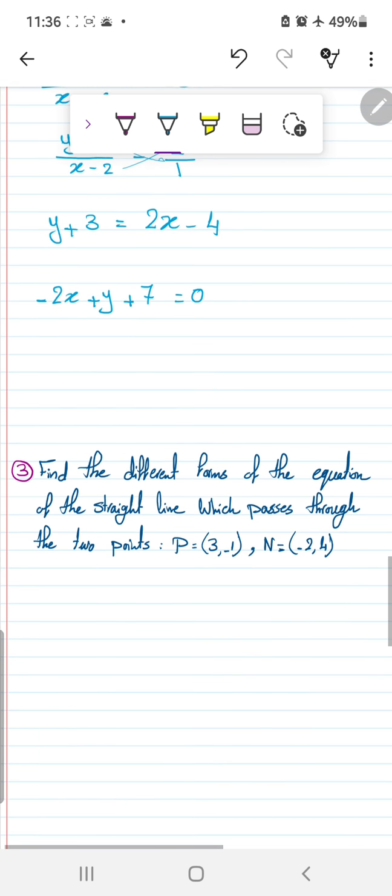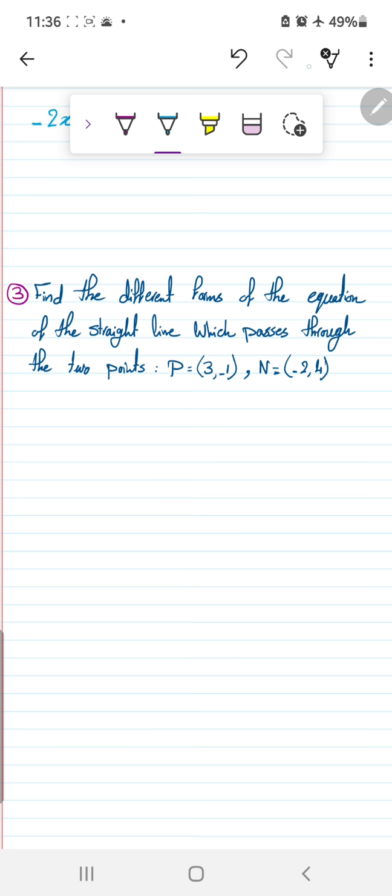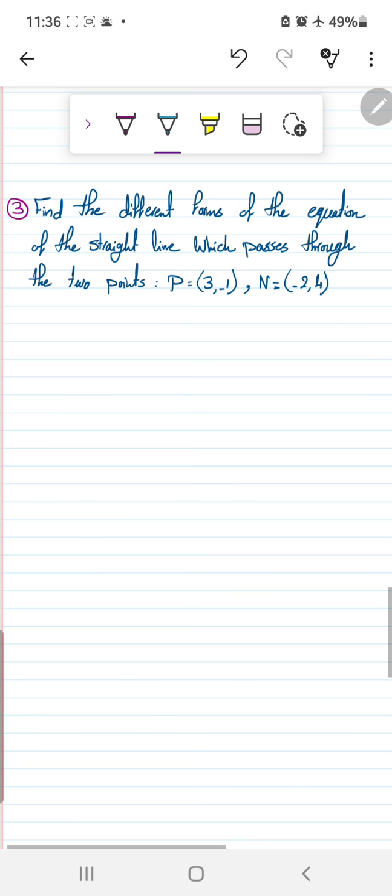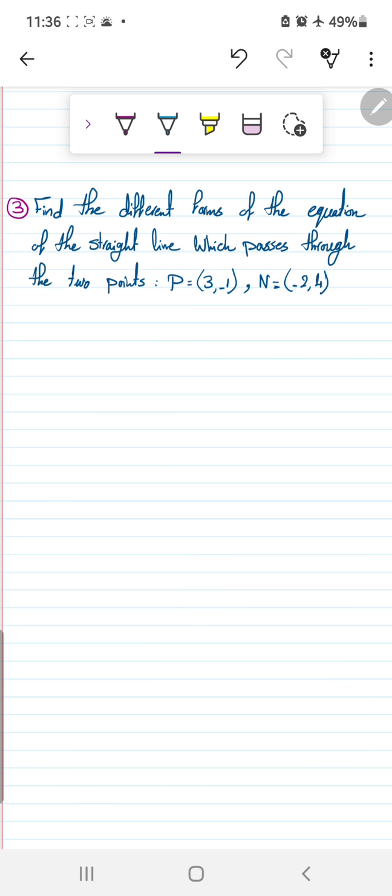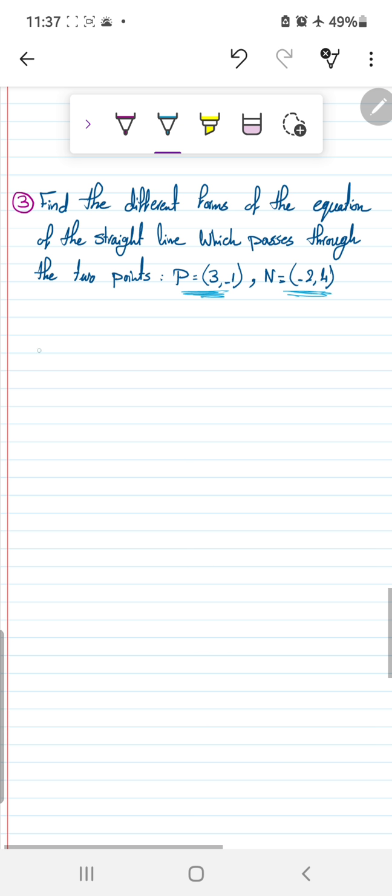Another example, number 3. Find the different forms of the equation of the straight line which passes through 2 points. Here we have 2 points. So first we want to get the slope. How to get the slope? As we said, the slope will be the difference of y coordinates over the difference of x coordinates.